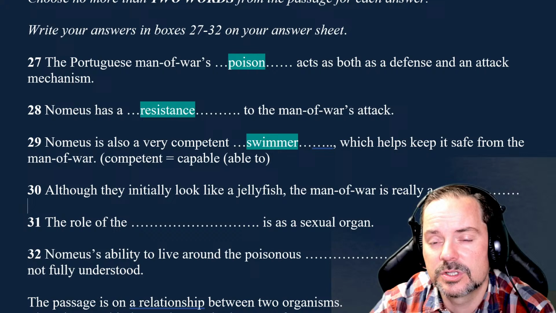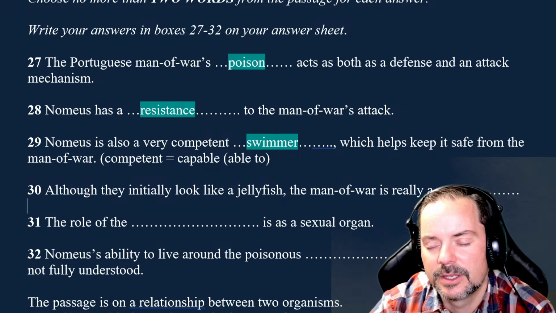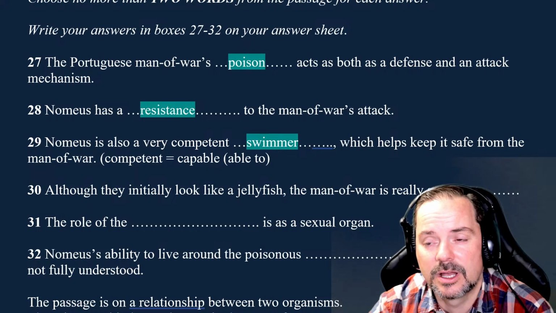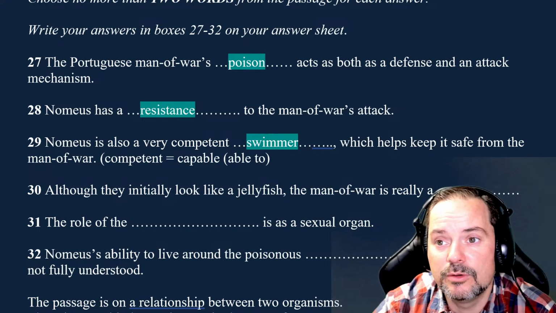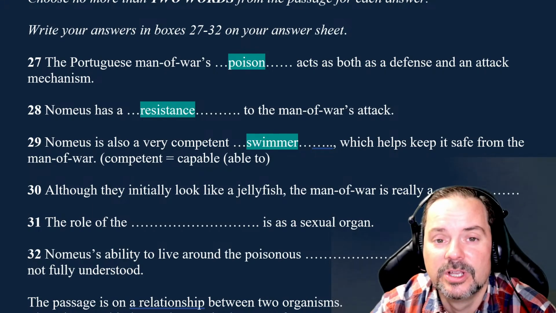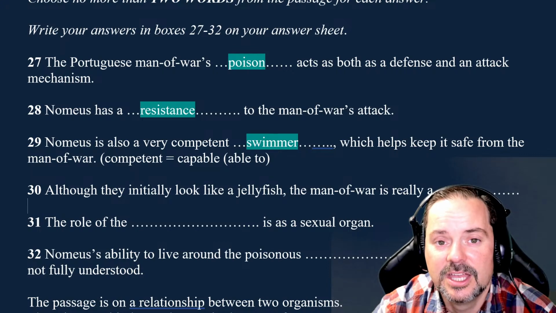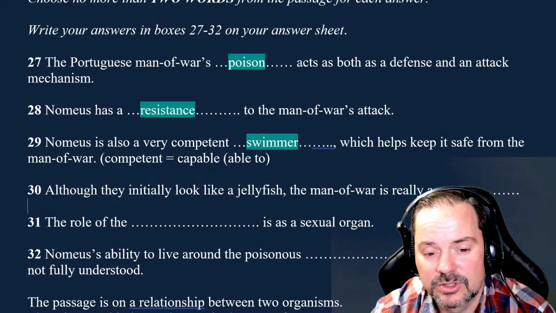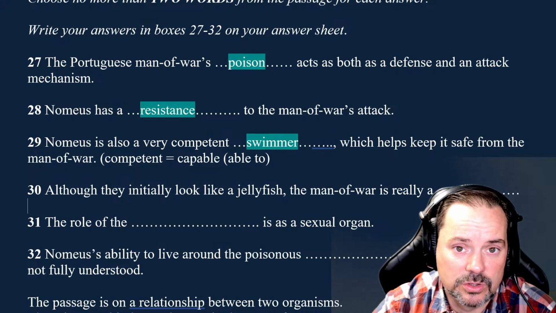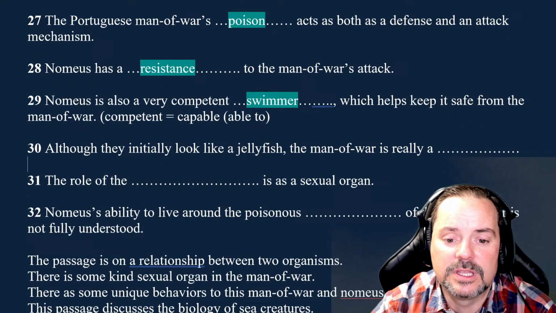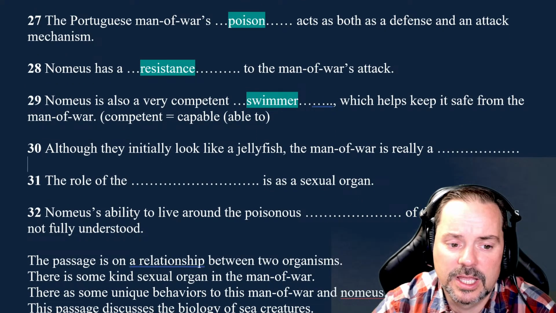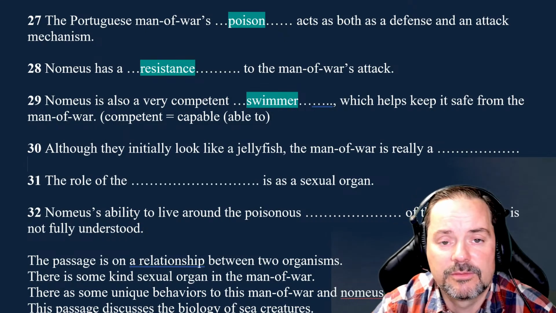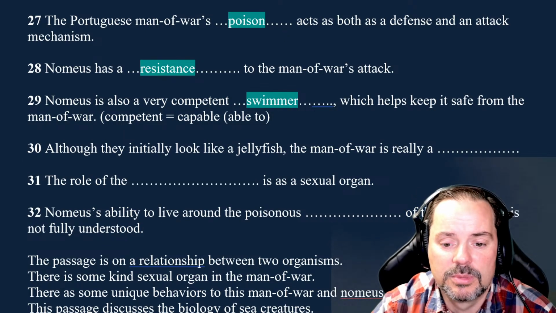So there's this really strange tip or trick that people say for IELTS where they say, oh, choose that new vocabulary. It's probably the answer. Definitely not. Just because you see a strange word or a difficult word, it doesn't mean it's the answer to the question. You have to use your logic and your thinking, and for these it's often just a much simpler word. Like Nomius is also a very competent swimmer, which helps keep it safe from the man of war. So don't overcomplicate it.